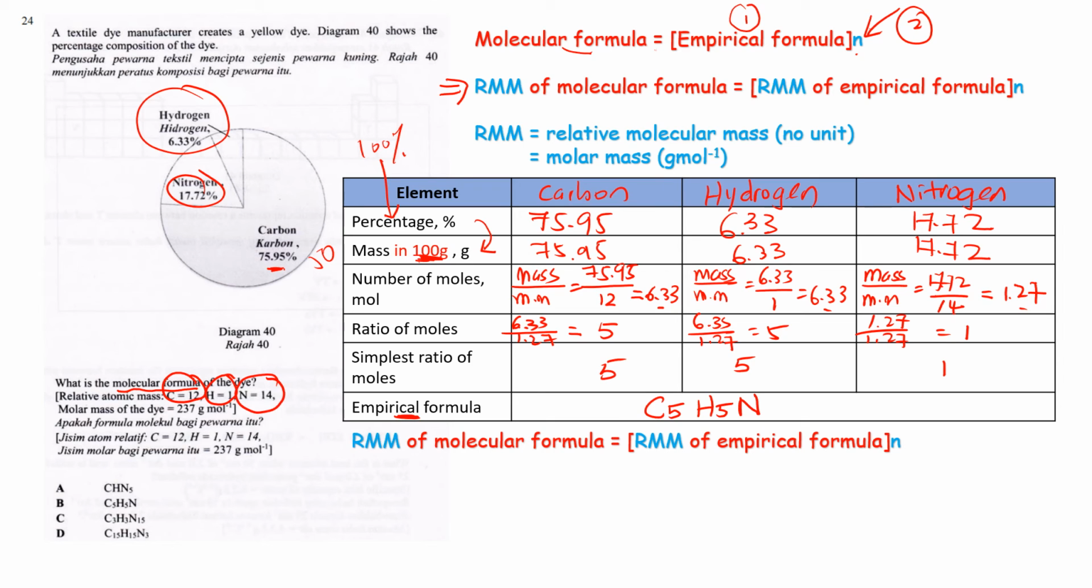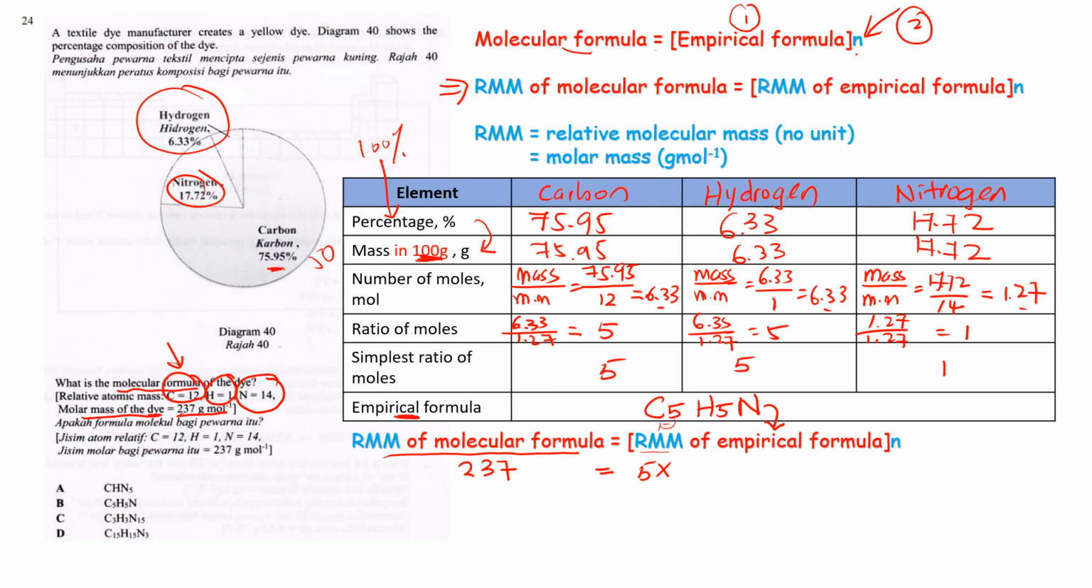So the relative molecular mass of the molecular formula normally is given. You look at the question: molar mass of the dye, the dye being the molecule here, is 237 grams per mole. So 237 is equal to the relative molecular mass of the empirical formula. So you need to find the relative molecular mass of this empirical formula. You have 5 carbon, so 5 times the relative atomic mass for carbon, which is 12, given here.